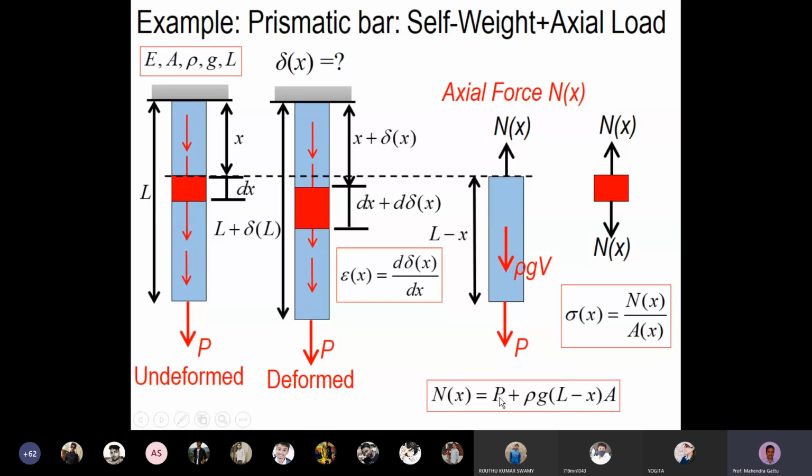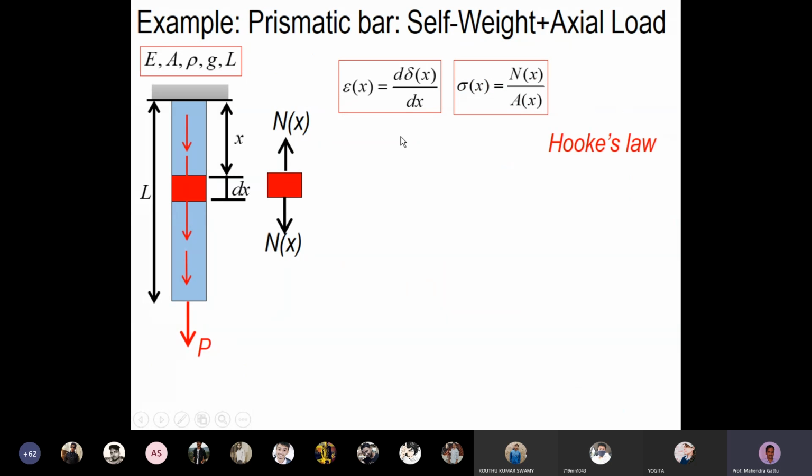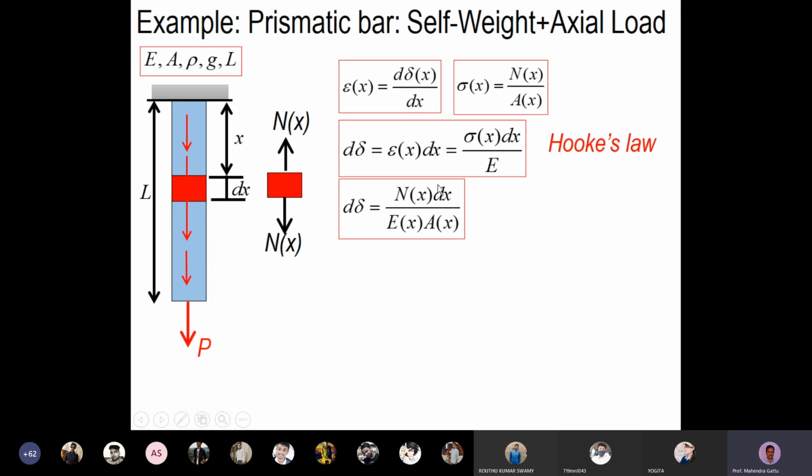So N of x is written in terms of this quantity. We have two relations. The first one is the expression for strain, which is d delta of x by dx, and the second one is sigma of x equals N of x by A of x. So we can calculate d delta in terms of strain: d delta is epsilon of x times dx. Using Hooke's law, we can rewrite epsilon of x as sigma of x by E, and sigma of x is N of x by A of x, so we get d delta as N of x dx by E A of x.